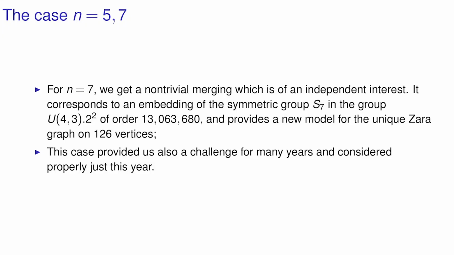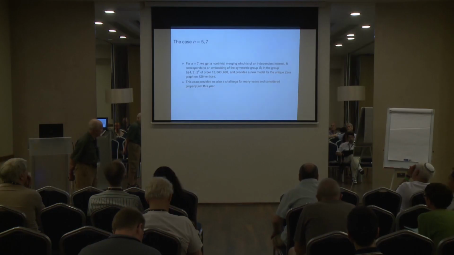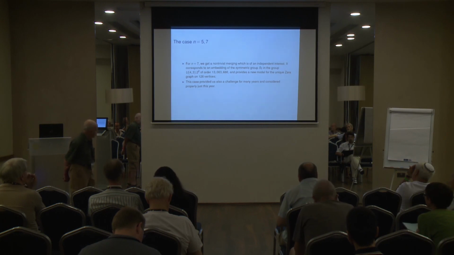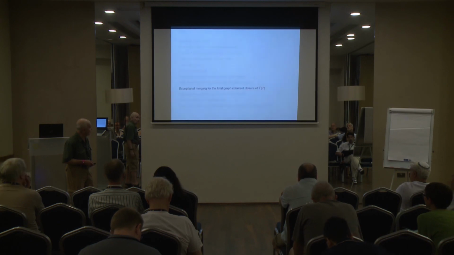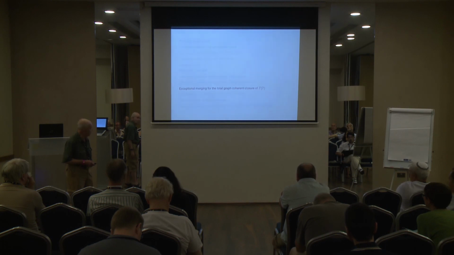But before this, I would like to talk a little bit about the case n is equal to 7. In the case n is equal to 7, when we are using COCO, COCO returns us that we have a merge, and this merge has a huge rank 3 automorphism group of order which is written on the record. And it turns out that after some investigation, we realized that this corresponds to the classical Zara graph on 126 vertices. So I now would like to talk a little bit about this object.